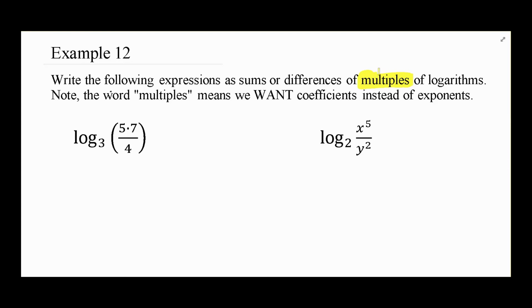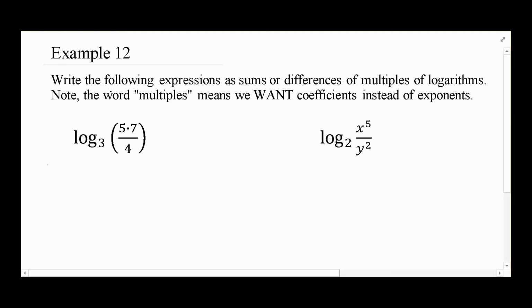A multiple of 5, let's say, is 5, 10, 15, 20, 25, 30. It's 5 times something. So in other words, we want to multiply our logarithms by something. Or in other words, we want coefficients. So that's the clue that says we want coefficients. Now, in addition, we do want to rewrite this with addition and subtraction of various logarithms.